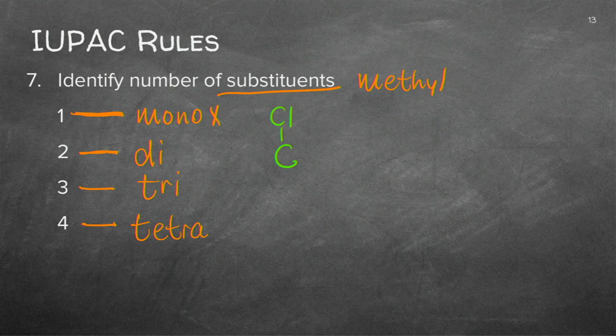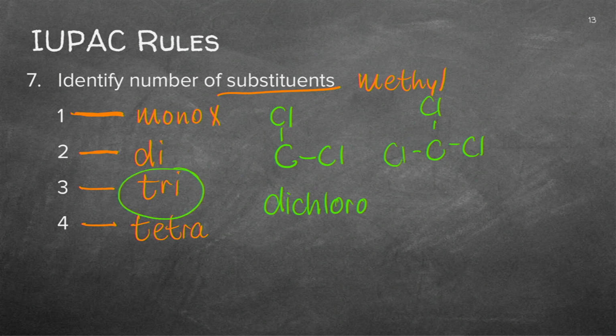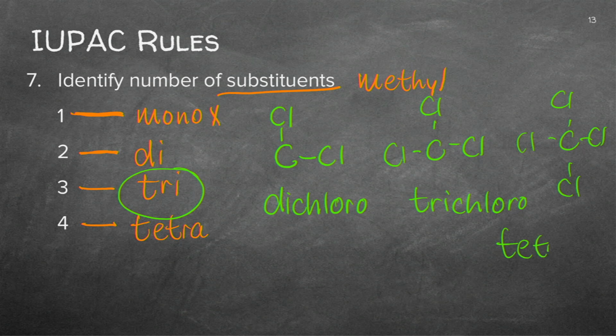Let's say I've got a carbon with 2 chlorine groups. It's dichloro. If it's got 3 chloros, can you see here what we'll call it? Trichloro. And if it's 4, remember what I said? Tetrachloro. So it's important that you actually put them together as one group.